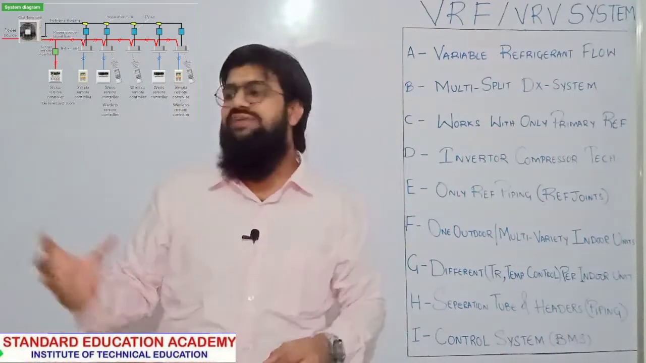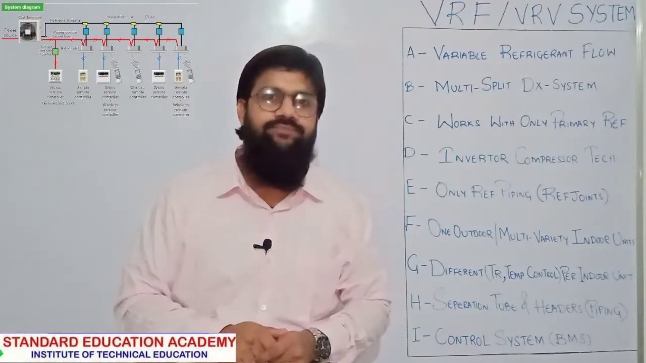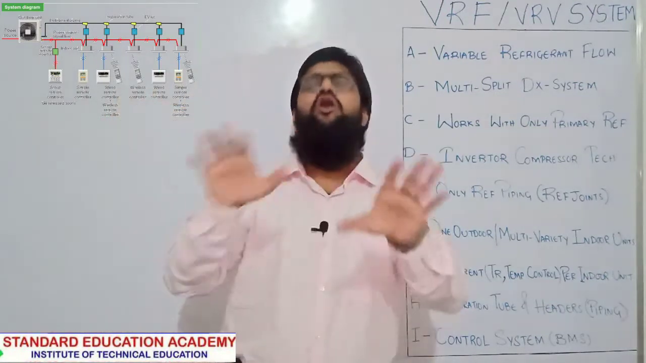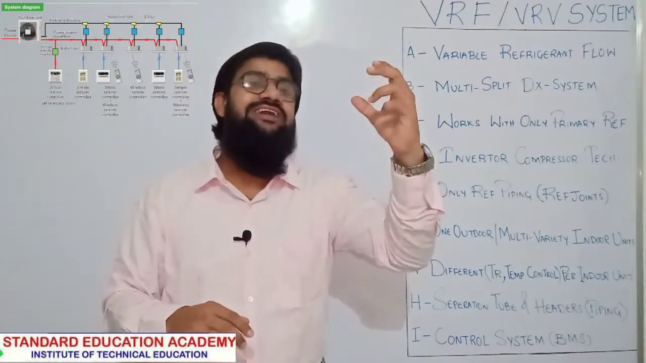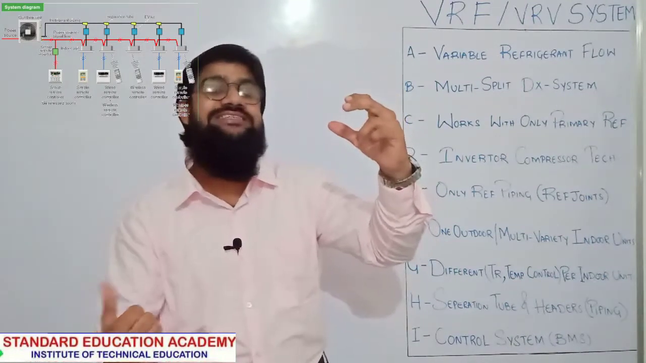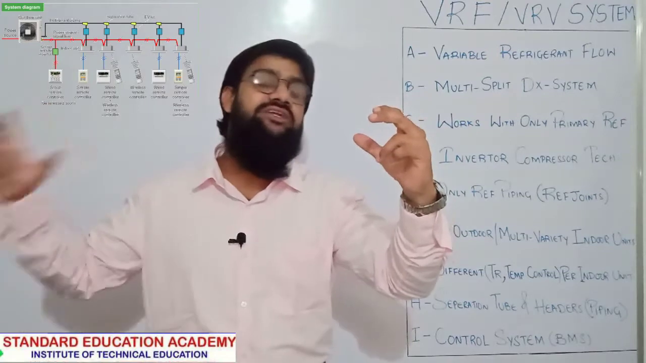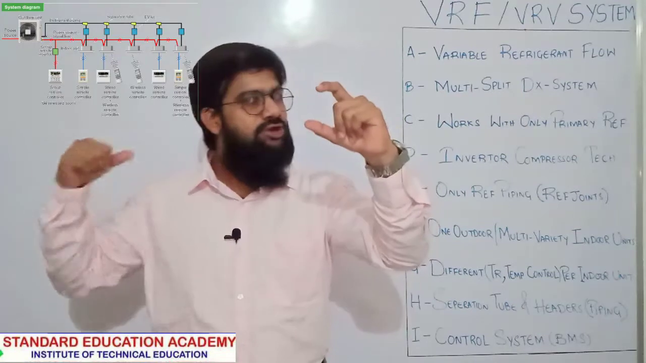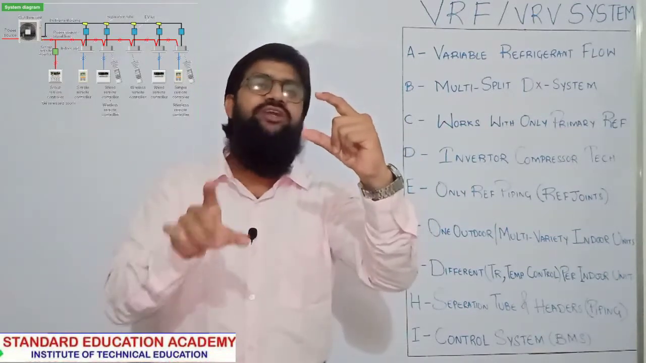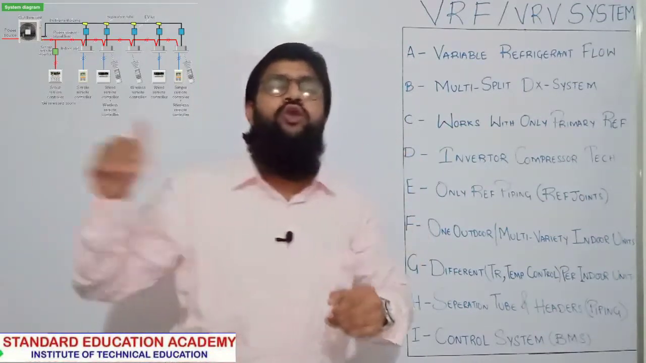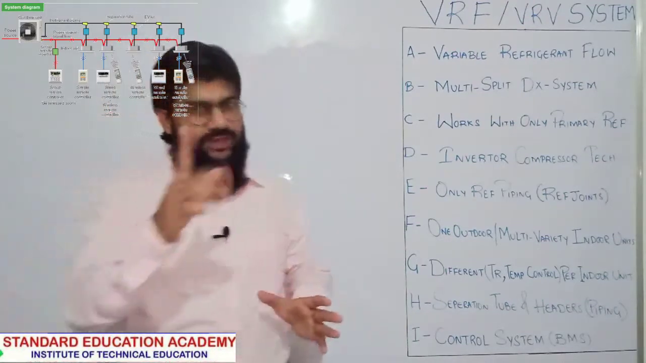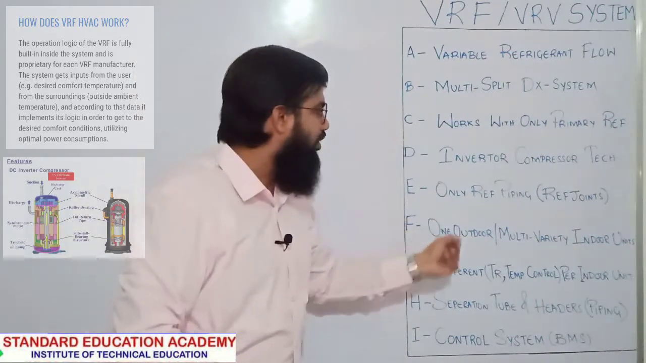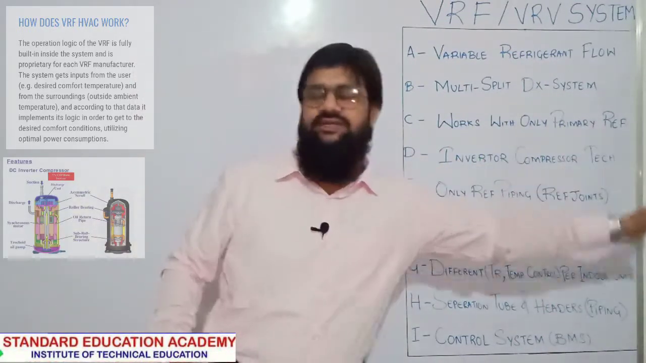Example, consider 6 indoor units and 1 outdoor unit. From those 6 indoor units, 2 units are off as of now. So the refrigerant sent to the indoor units is as per the number of units which are turned on. Example, 4 devices are on. So as per the requirement of 4 devices, that quantity of refrigerant will be sent from the outdoor unit to the indoor units. That's how variable refrigerant flow is achieved with the help of inverter compressor technology.